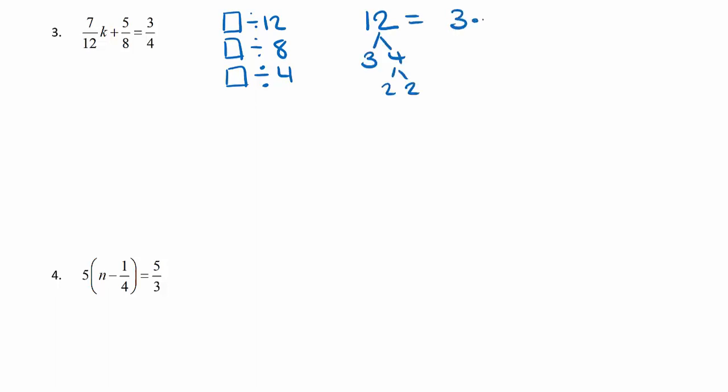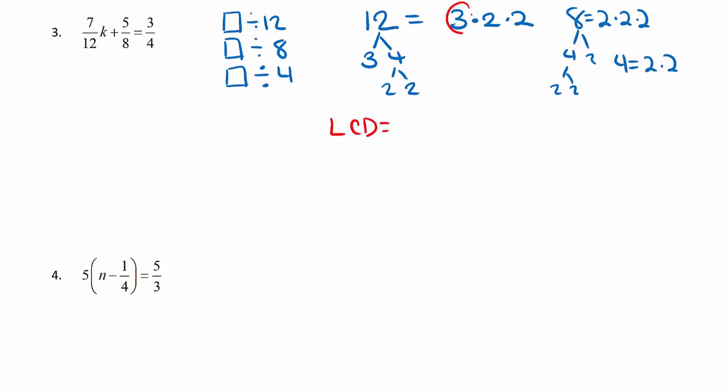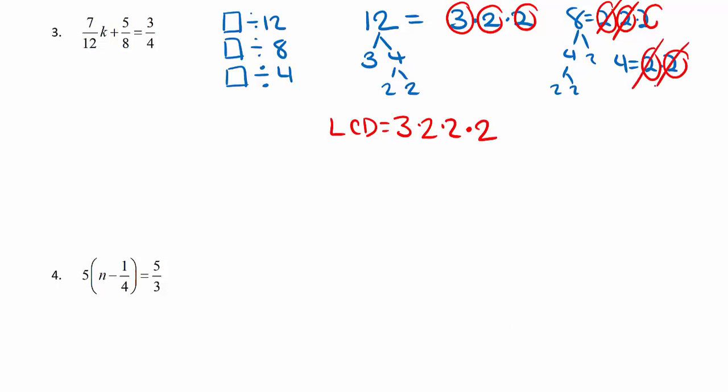12 is 3 times 2 times 2. 8 is 2 times 2 times 2. And 4 is 2 times 2. And then the LCD has to contain every single factor of every denominator. So I start by listing all the factors of the 12. And then I move over to the 8. Two of the 2s have been written down, so I just need to add the third one. And then I look at the 4. Both of those 2s have been written down. So 3 times 2 times 2 times 2 is 24.